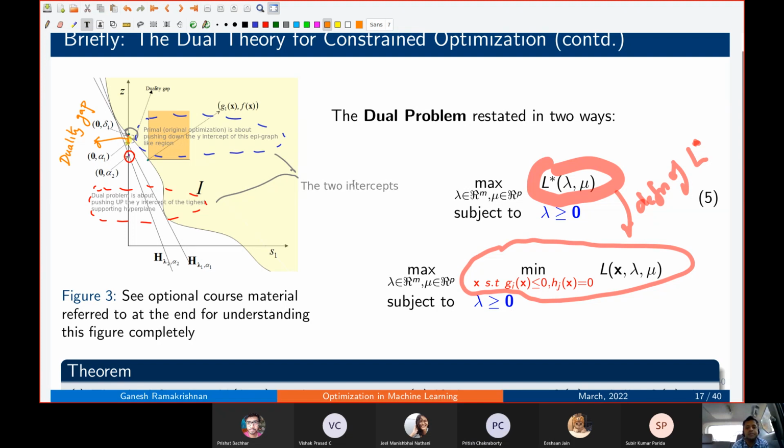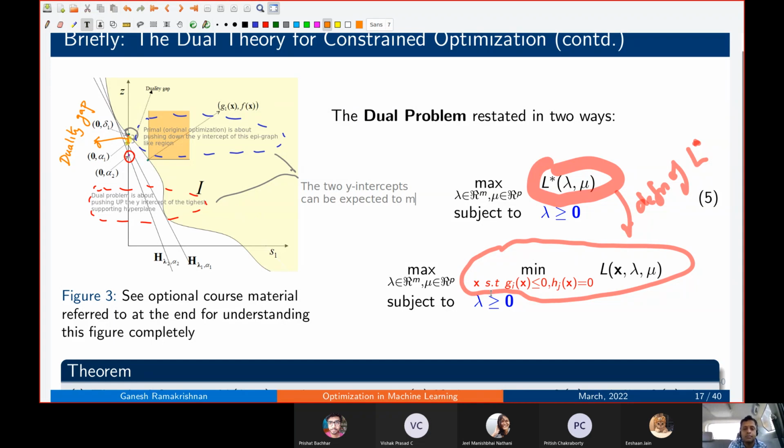So the two y-intercepts, when would you expect them to meet? For what kind of shape of I? Does I look convex here? No, it's not convex. But if it's convex, do you expect them to meet? The tightest supporting hyperplane's y-intercept.